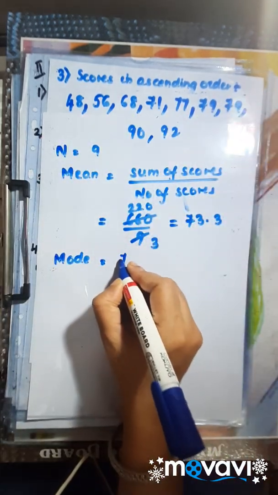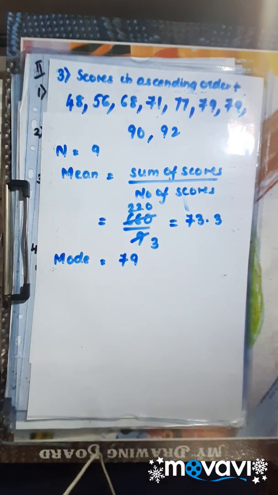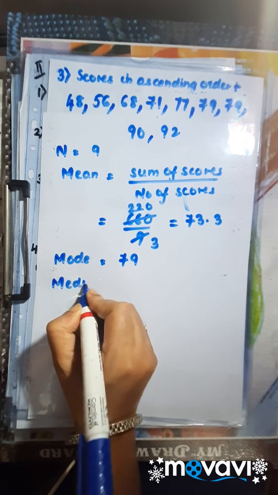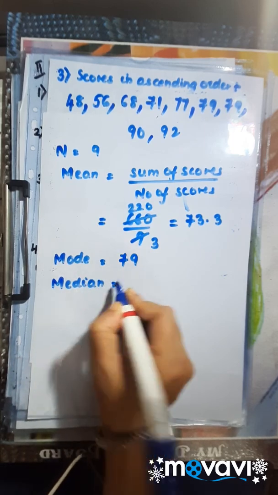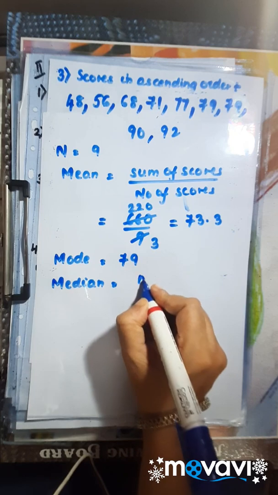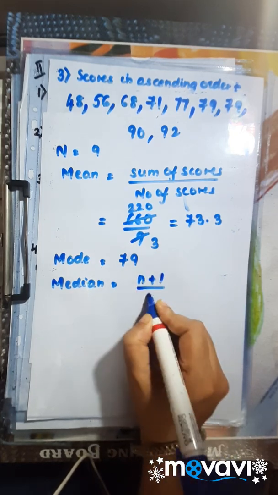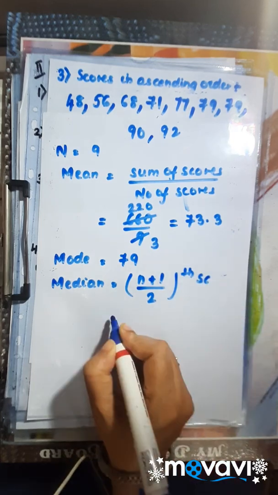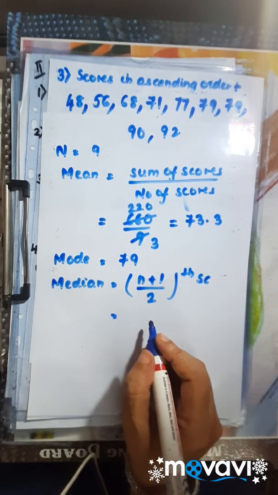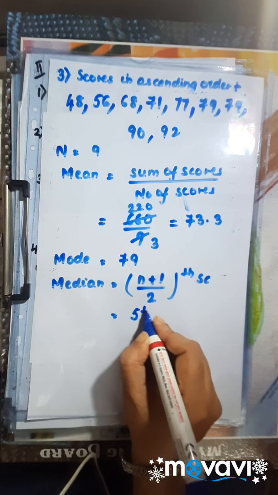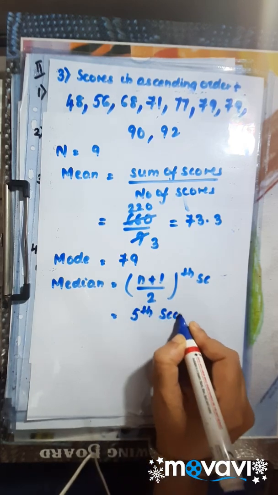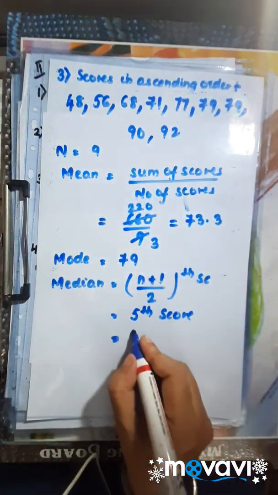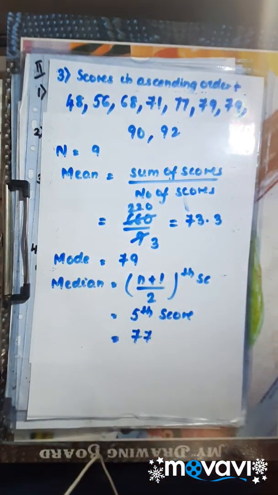Now my mode, the most frequent score, which is the most frequent score? 79. It is there twice, right? So 79 is my most frequent score. What is my median? This is an odd number, so n plus 1 upon 2, that score. So 9 plus 1, 10 upon 2, fifth score. Which is the fifth score? 1, 2, 3, 4, 5. So 77 is my median.